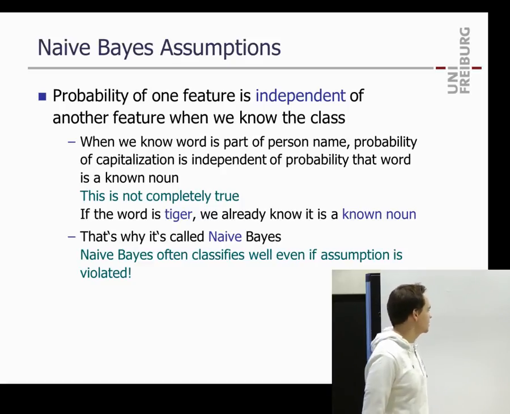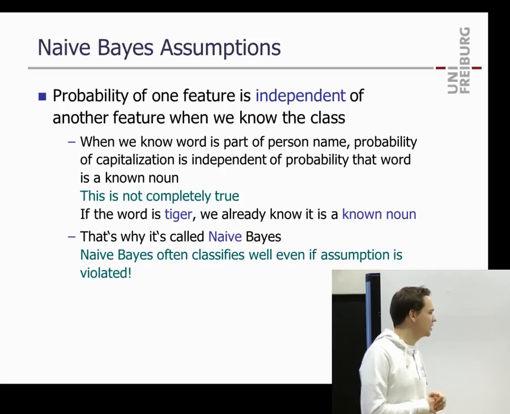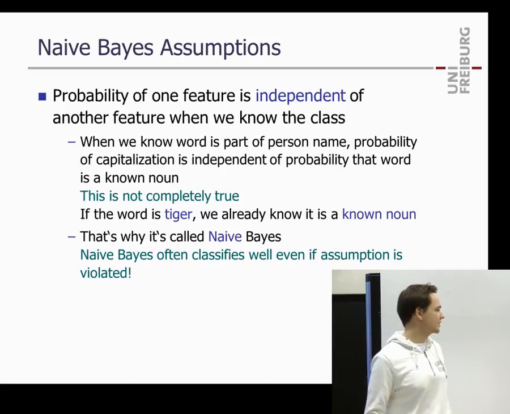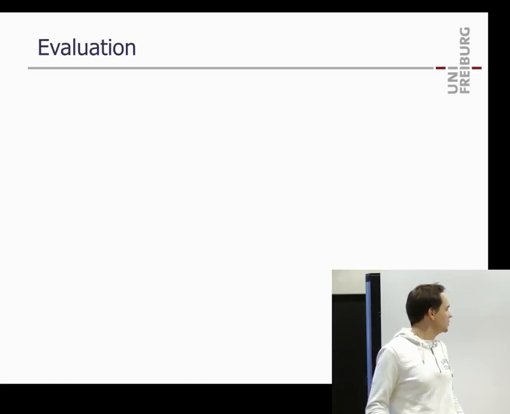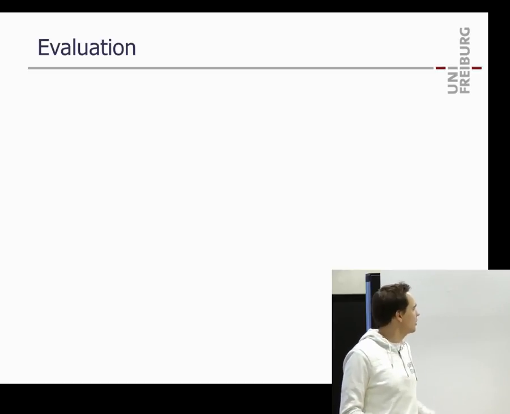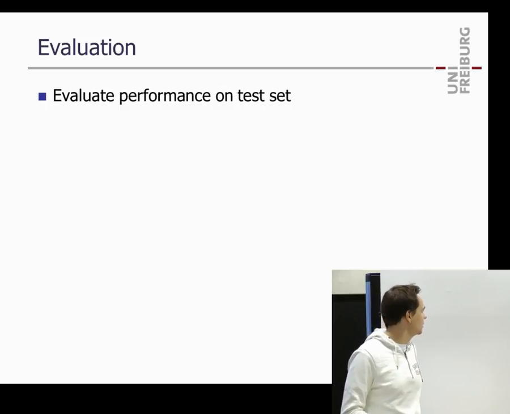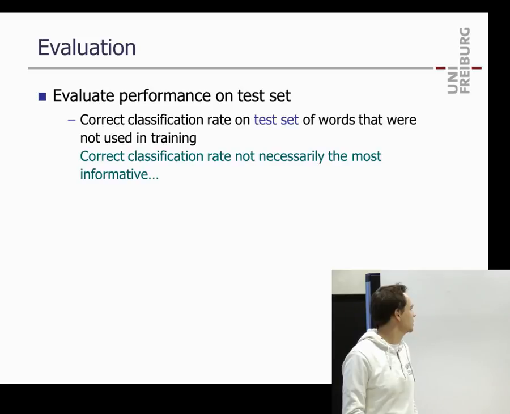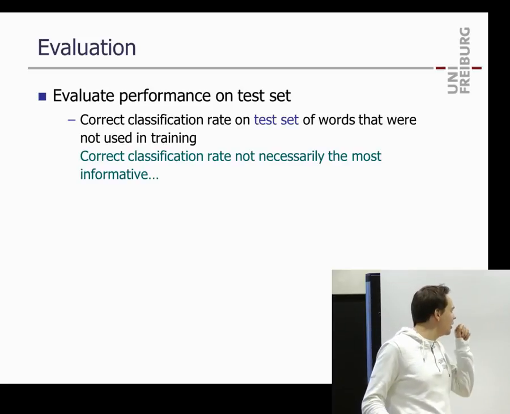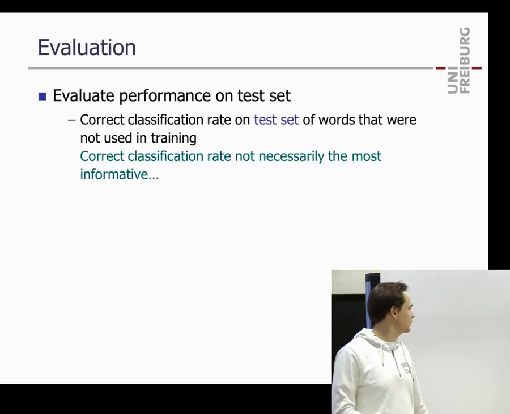However, the naive Bayes often classifies well even if the assumption is violated. So even if it's not true, if it's not violated too strong, it will often classify well. Now when you have classified and everything, you still want to know how good is my algorithm? How well did I learn my classification? And you do this by evaluating your performance on a test set usually. So that means you use some set that you didn't use in training. You didn't learn on it, you didn't use it for learning.